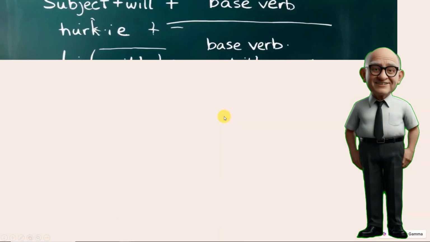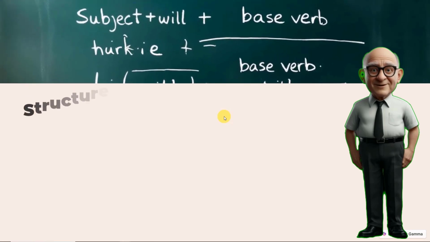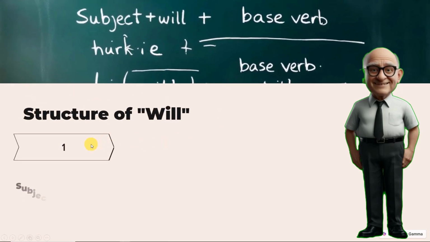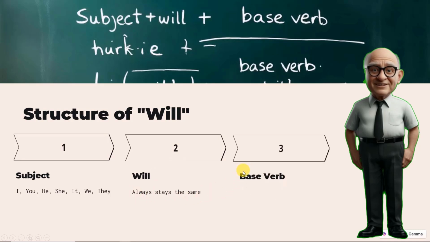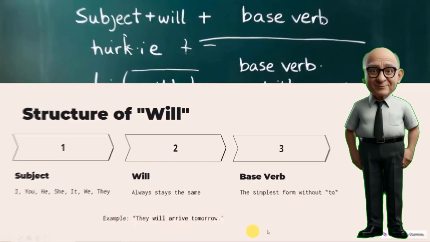Okay, let's look at the structure of will. Firstly, the subject: I, you, he, she, it, we, they, right? Secondly, will always stays the same. Thirdly, the base verb, the simplest form without to. Example: they will arrive tomorrow. He will be going to school tomorrow.